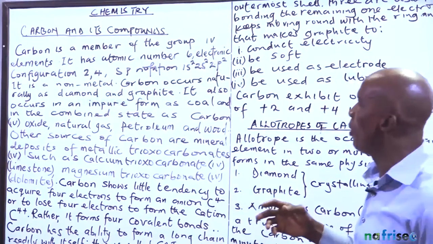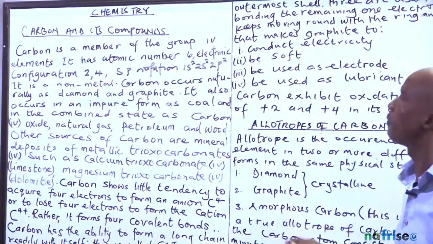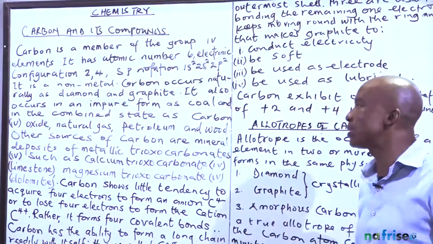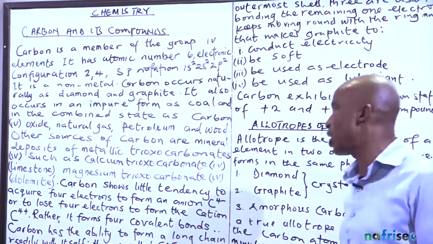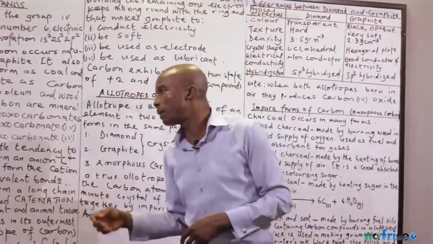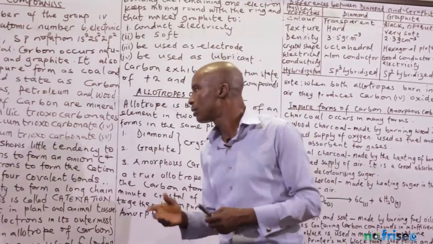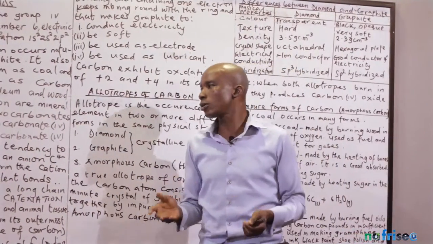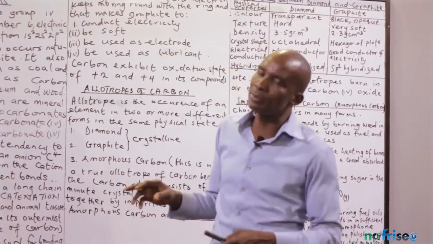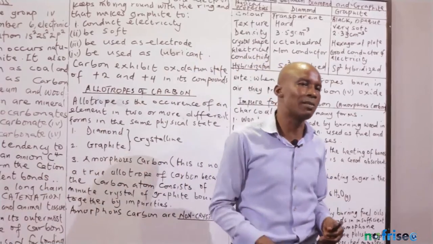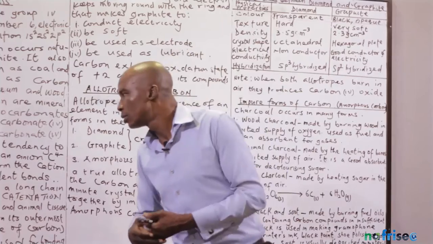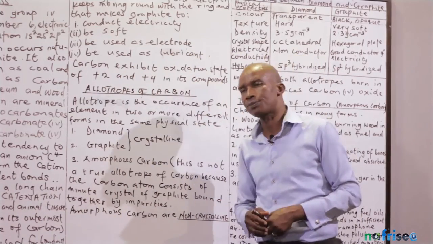Having said that, carbon occurs naturally as diamond and graphite. It also occurs in an impure form as coal, and in the combined state as carbon(IV) oxide, natural gas, petroleum, and wood. Other sources of carbon are mineral deposits of metallic trioxocarbonate(IV), such as calcium trioxocarbonate(IV), known as limestone. That's what we use in making cement. Also, magnesium trioxocarbonate(IV), which is otherwise called dolomite.